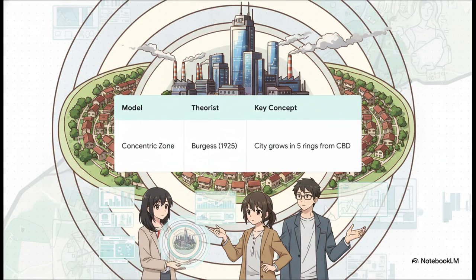First up is the Concentric Zone Model. The idea here is actually pretty simple. A city grows in layers, kind of like an onion. At the absolute center, you have the Central Business District, or CBD. Think of a place like Connaught Place in Delhi. As you move out, you go through these distinct rings of industry, then working-class homes, and finally, way out on the edge, the suburbs. It's like a classic bullseye. Now, of course, it's a simplification, but it gave us our first real framework for understanding urban structure.